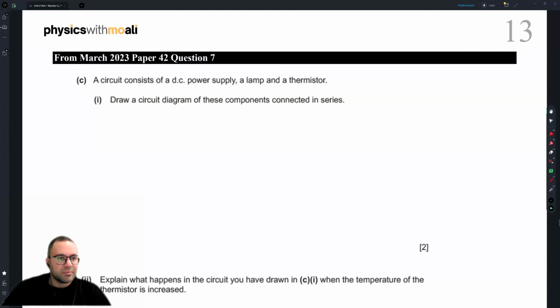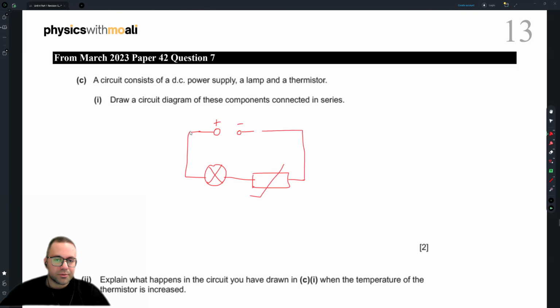Starting off with this March question over here. A circuit consists of a DC supply, a lamp, and a thermistor. Draw a circuit diagram of these components connected in series. So let's go. A DC supply. You can either draw just the supply and just write DC on it, or positive and negative, or you can draw a battery or a cell. That's fine. A lamp, so light bulb, and a thermistor are all in series. Do I need anything else? Nope. That's it.